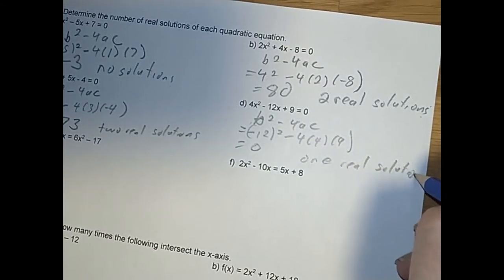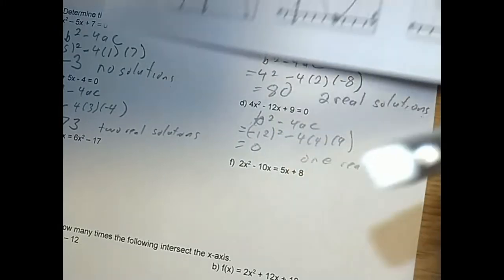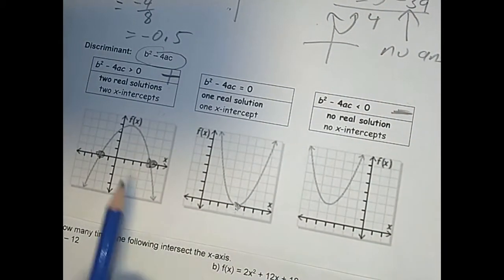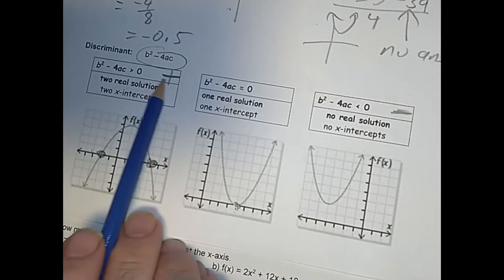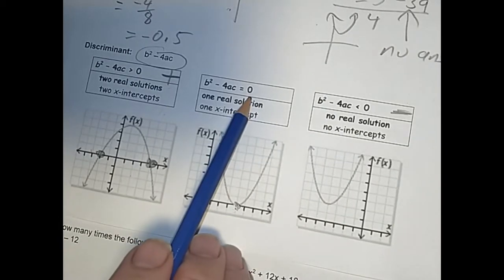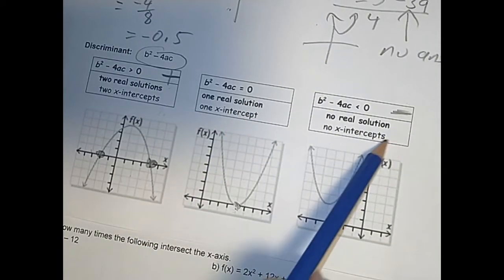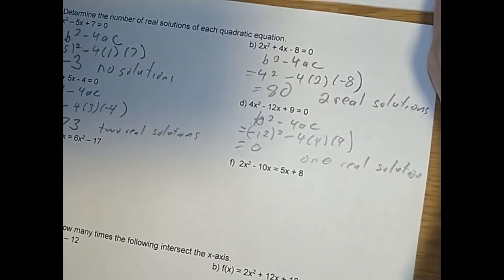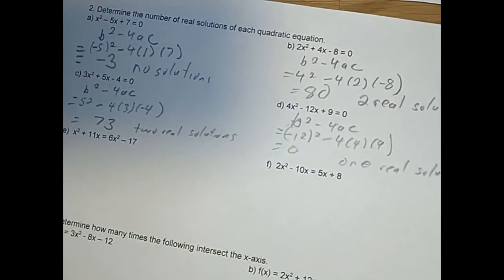Okay, so again, one more time, if we go back to the sheet. Two real solutions if it's positive. 0 means only one real solution, and negative means no real solution. Let's go to the next one here.